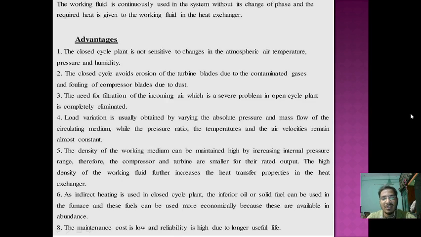As direct heating is not used in a closed cycle plant, inferior oil or solid fuel can be used in the furnace, and this fuel can be used more economically. That is why this cycle is considered more economical, because these fuels are available in abundance. The maintenance cost is very low compared to the others, and reliability is high due to the longer useful life.